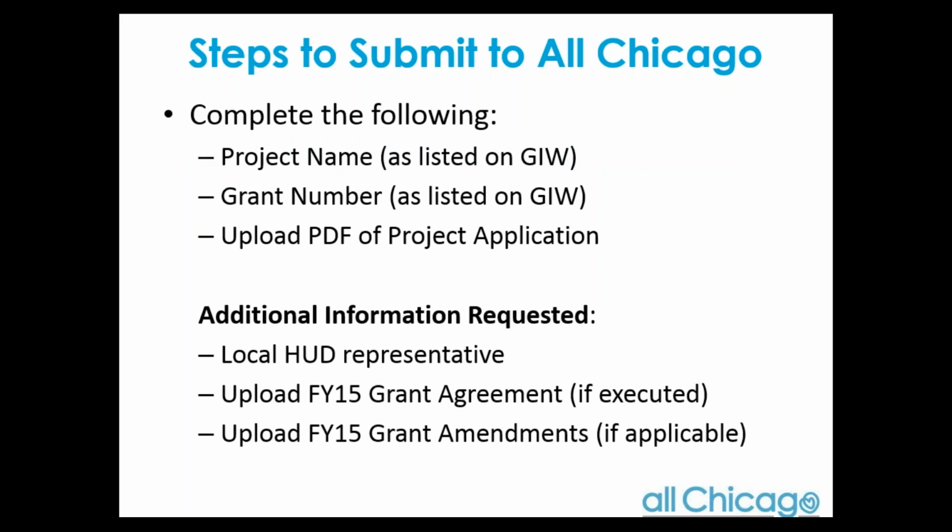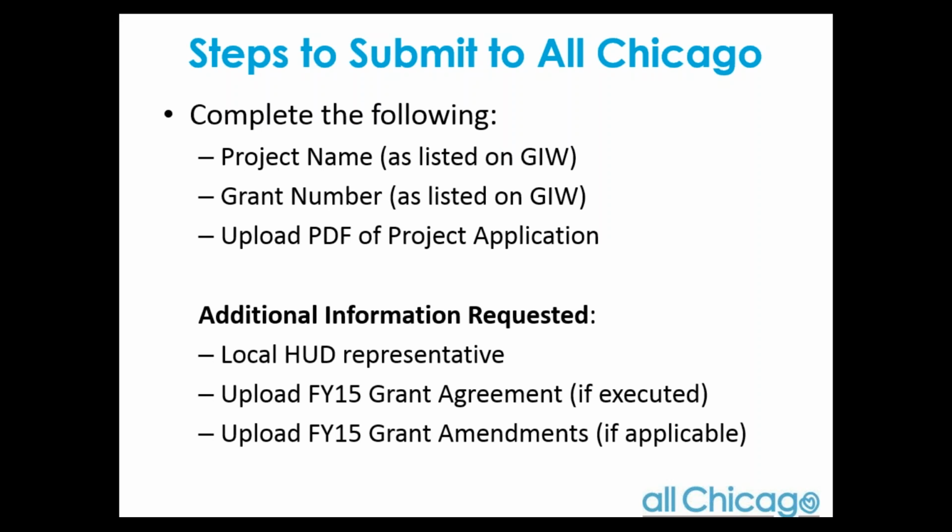For each project application that you're submitting, you will list the project name and again list it as it is on the GIW. You'll also list the grant number as it is on the GIW, and then you'll simply have an option to upload the PDF. This year we're also requesting some additional information just to have on our records and in our files. So we'll ask you just for your local HUD representative name. If you're not sure who your local HUD representative is, you can simply put I don't know, and we'll just follow up with you later to get that sorted out.